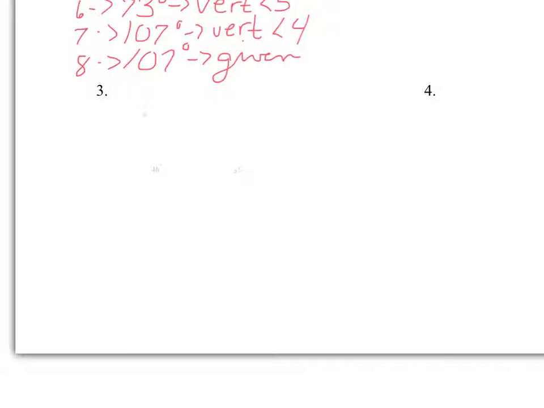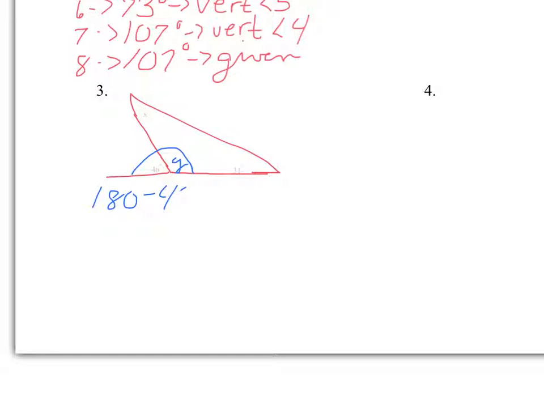For 3, unfortunately my picture disappeared, so I'm going to go ahead and draw one. I think it looked a little bit like this. And I'm being asked to find x. In order to find x, I need to find this missing angle right here, and I'm going to call it y. The 46 and the y are supplementary angles. So if I take 180 minus the 46, I'm going to figure out what y is. So I end up with 134 equaling y.